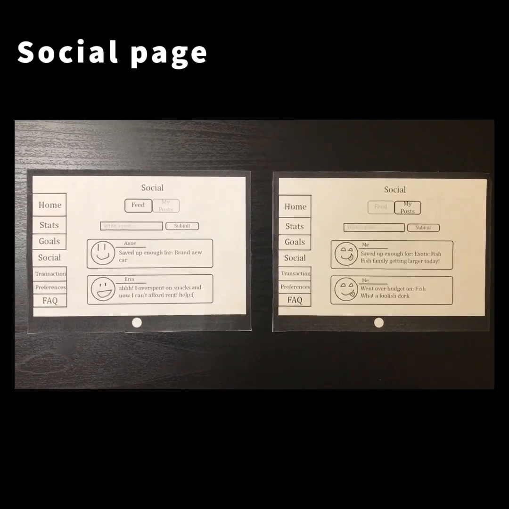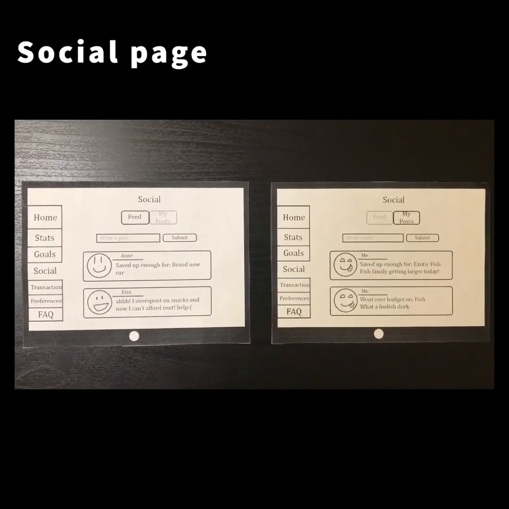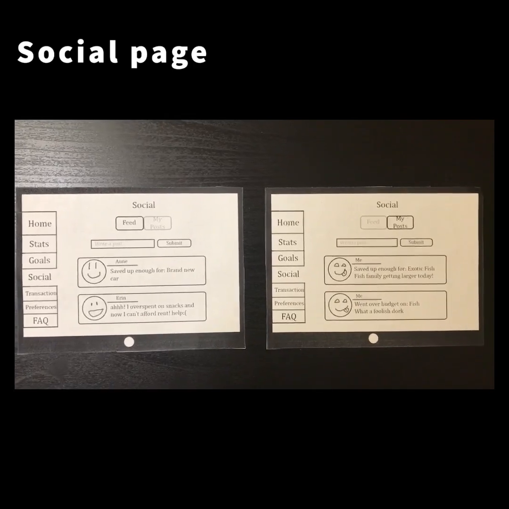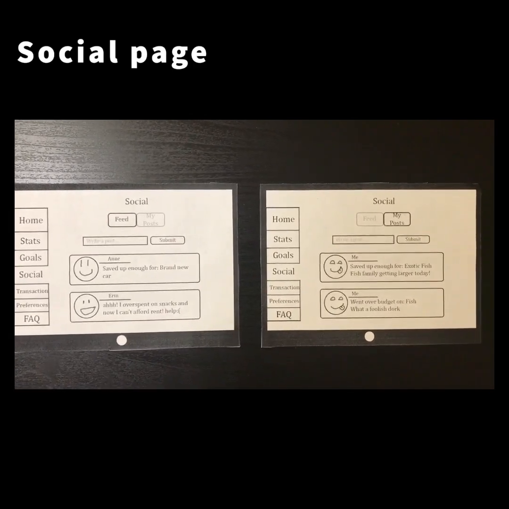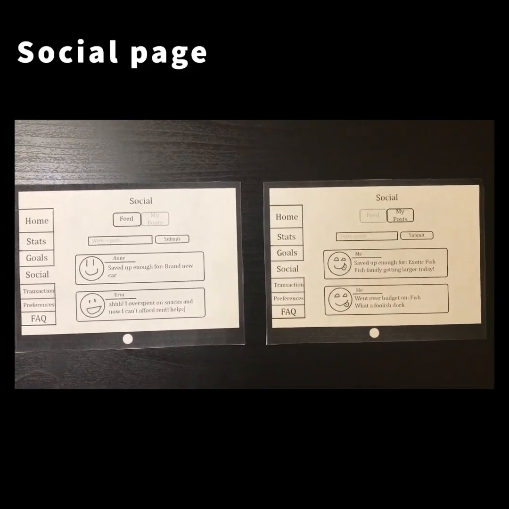The user could also make a post by clicking on the text box under the feed. After writing a post, you can submit it by clicking on the Submit button to the right of the text box. Now coming to the My Post tab.